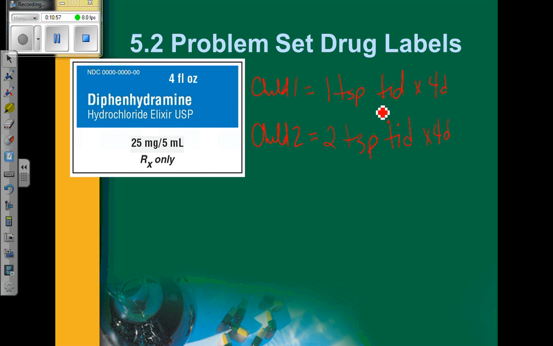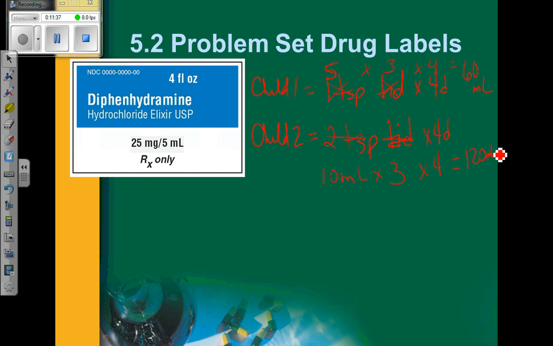Okay, so what I do is convert these over to milliliters. You have 1 teaspoon is 5 milliliters. And you have your TID, 3 times a day. We just put our 3 here. And then we have our 4 days. Okay. This one, 2 teaspoons is 10 milliliters. You're going to do it times 3 times a day, times 4 days. Okay. So if you take your calculator and you have 5 times 3 times 4, that gives you 60 milliliters. Child 2 is going to take 10 times 3 times 4, which is 120 milliliters.